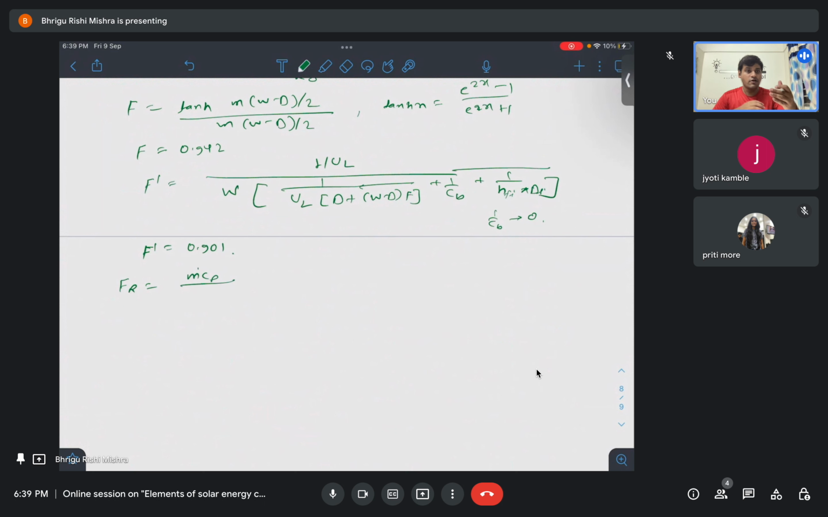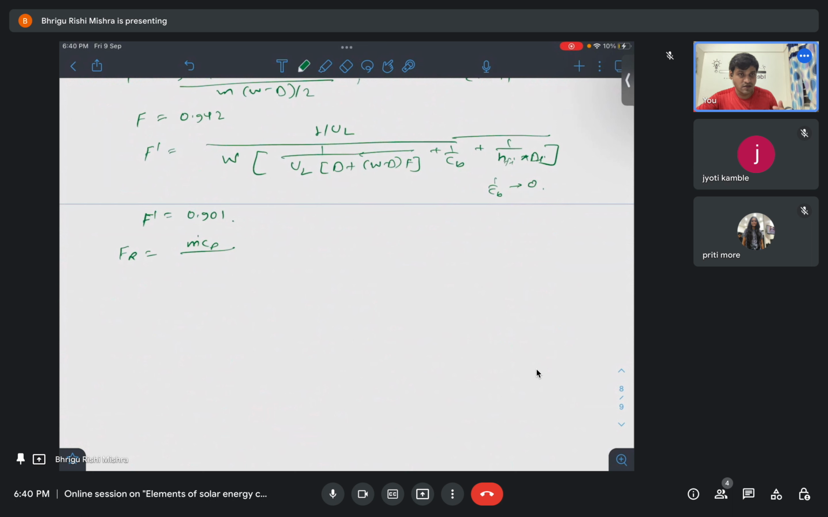Okay, so now we can calculate the collector heat removal factor, which involves m dot. So you can see all the things are connected. You cannot calculate FR before calculating F dash, and you cannot calculate F dash before calculating the fin efficiency F. So we are just using the formula to calculate the values step by step. So FR is m dot Cp over Ac UL, times 1 minus exponential of minus Ac UL F dash by m dot Cp.